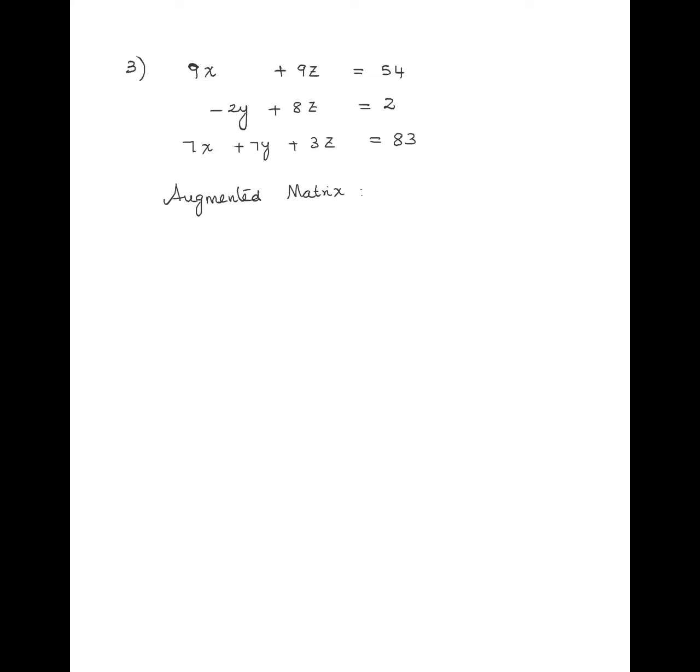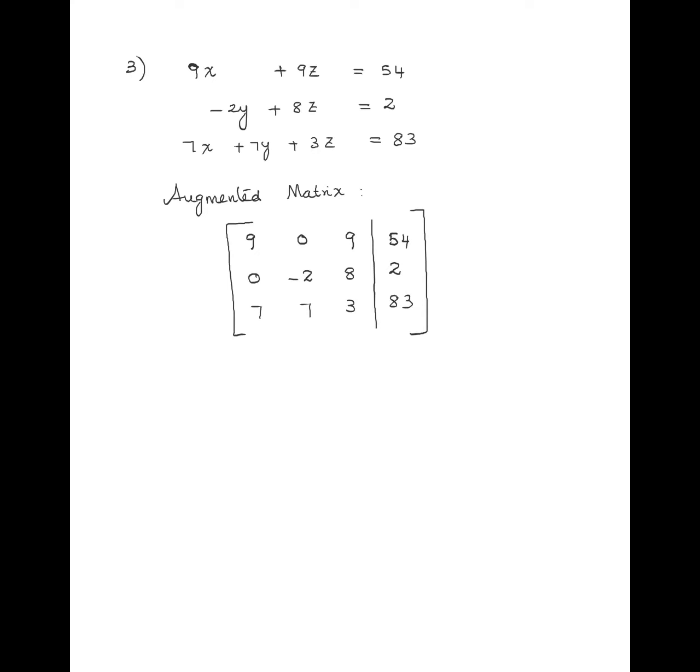So the first one we have 9. There is no y, so it's going to be 0, and then 9, and the constant is 54. The second one, there is no x variable, so we are going to put 0, -2, 8, 2, then 7, 7, 3, 83. So this is the answer for number 3.